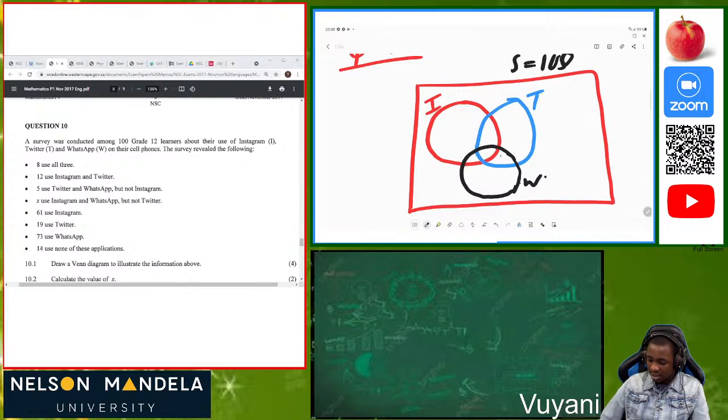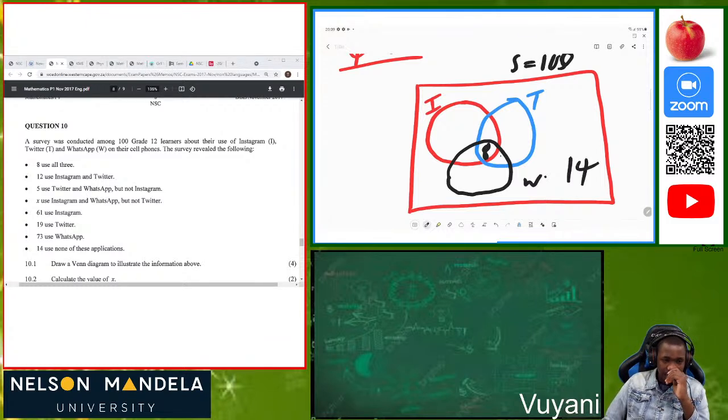So this portion is for those that have everything, that do everything, that have Instagram, Twitter, and WhatsApp. All right. So in the information, we're told that 8 use all of the 3, which means we already have our 8 here. Now, we're also told that 14 doesn't use anything, which means they are outside the set.